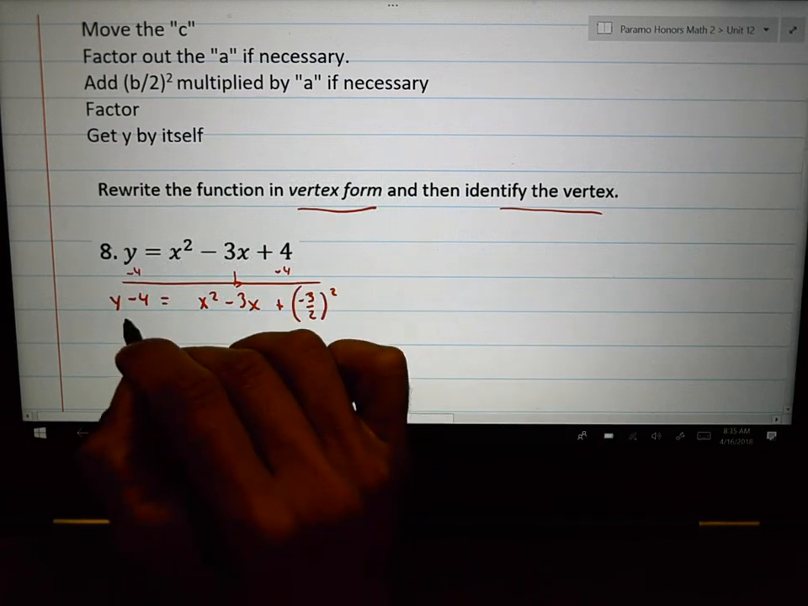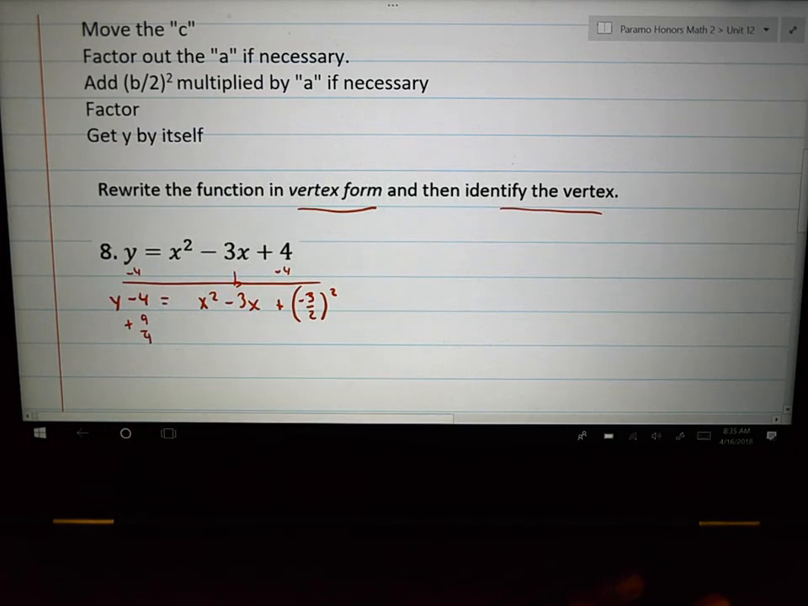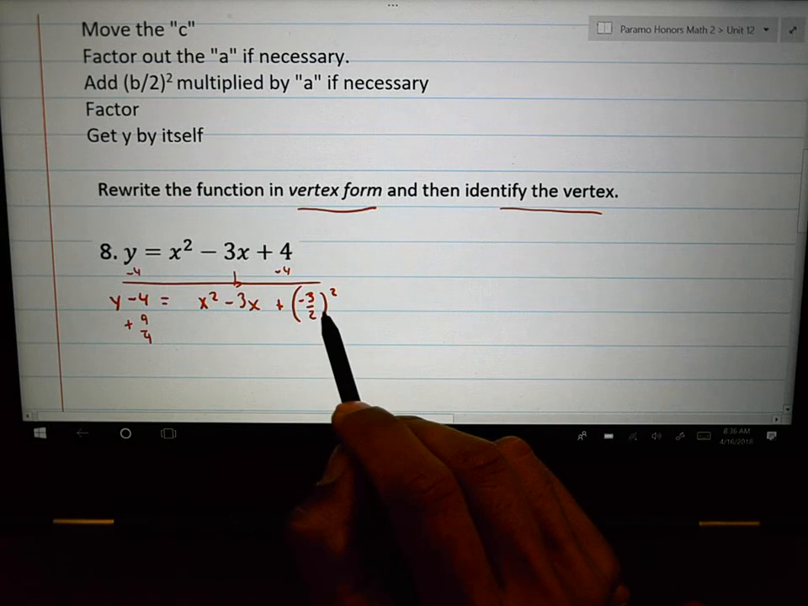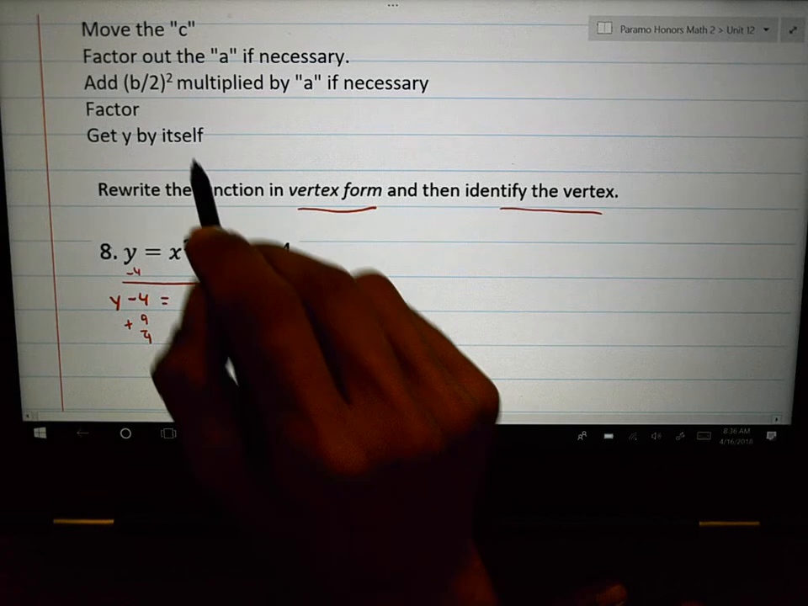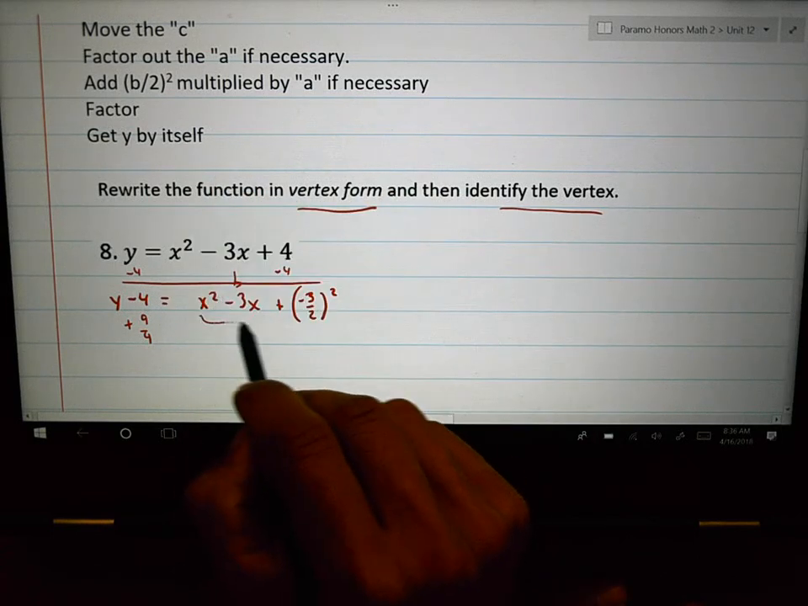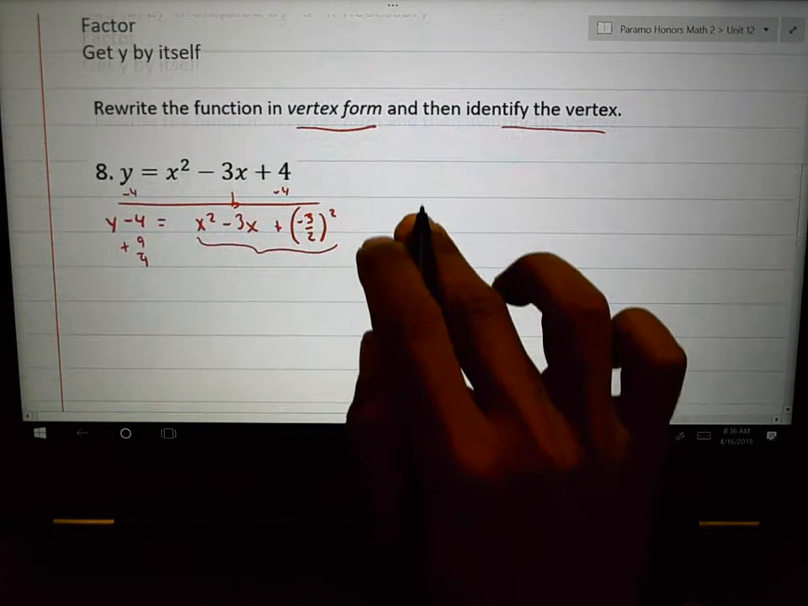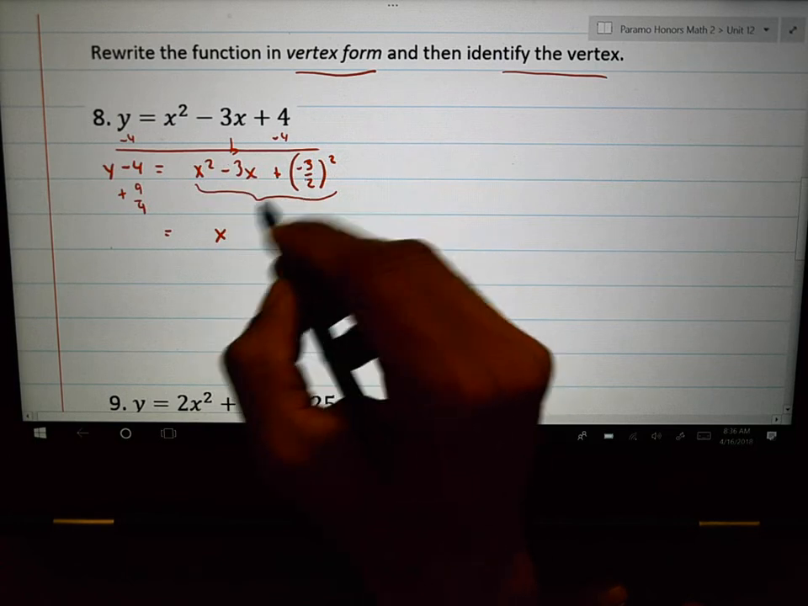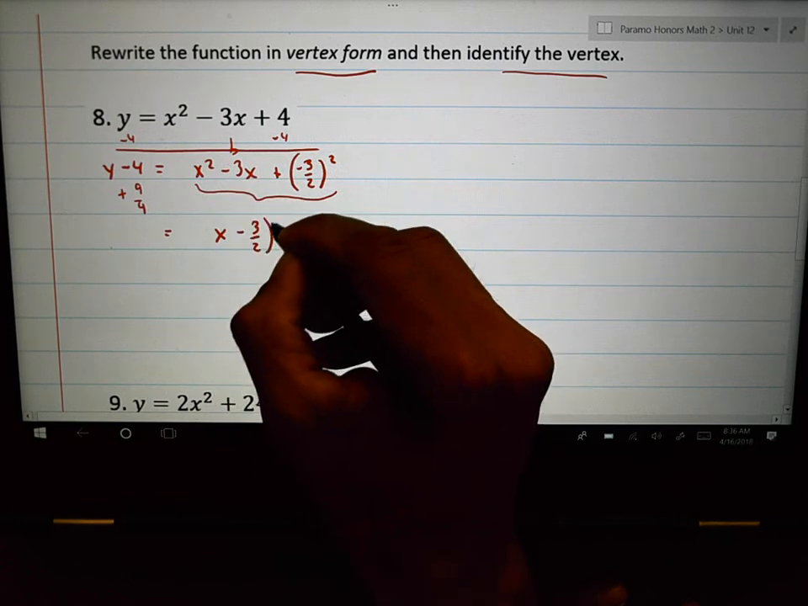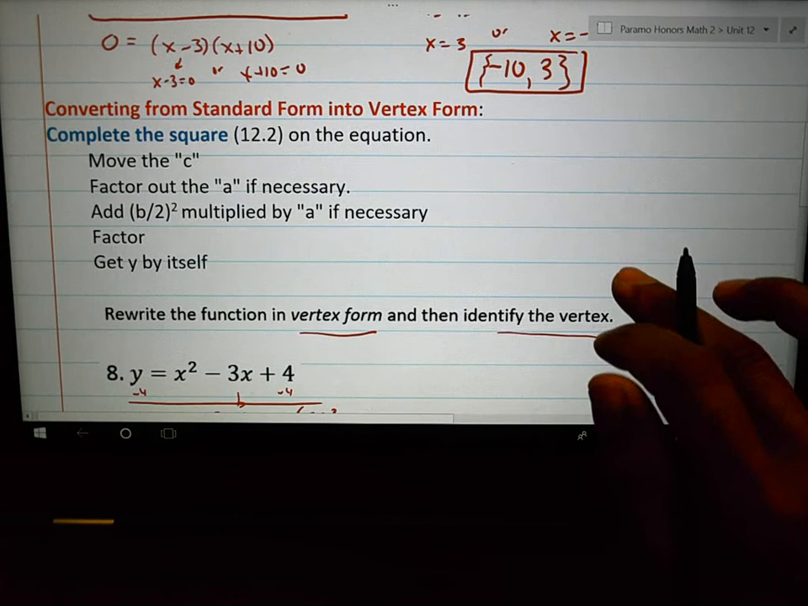I'm going to add 9/4 to both sides. A negative 3 over 2 times a negative 3 over 2 is a positive 9 over 4. That's what I'm going to add over here. But on this side it factors perfectly now. It turned into a perfect square. That perfect square means that this is going to factor to x minus 3 over 2 squared. Just like we learned how to do in 12.2.